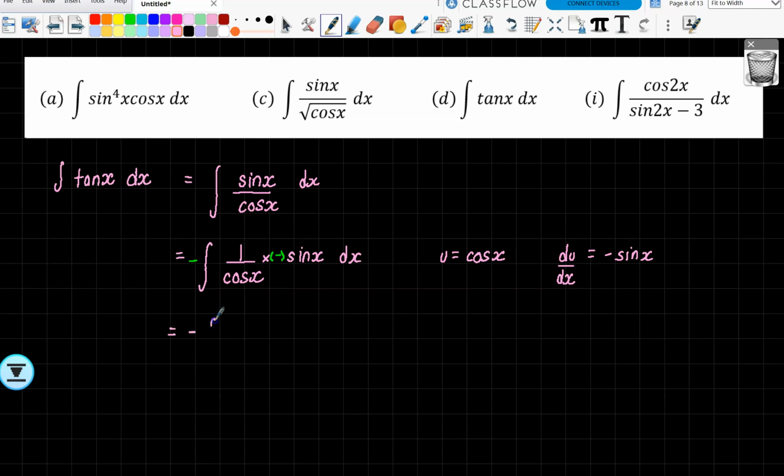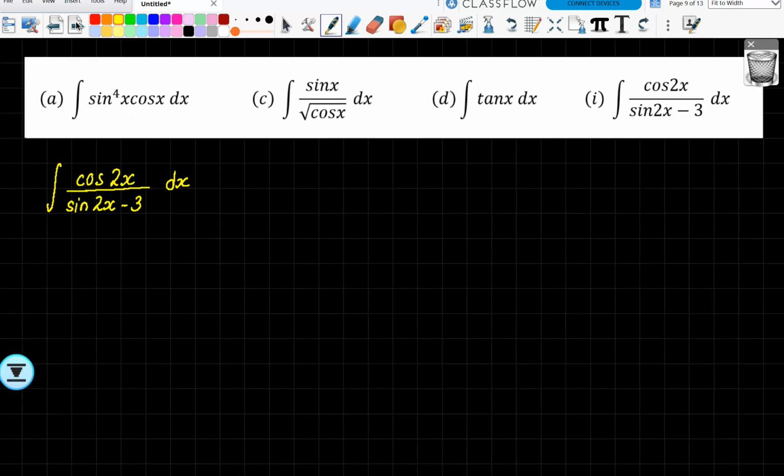Okay, so now we've got 1 over our function, which is u, that is my du by dx, so that means I'm just integrating with respect to u. Because it's 1 over, that means it's minus ln of u, but my function was cos x. Okay, hopefully you did that one without having to look, and you're just checking, and that's fine.